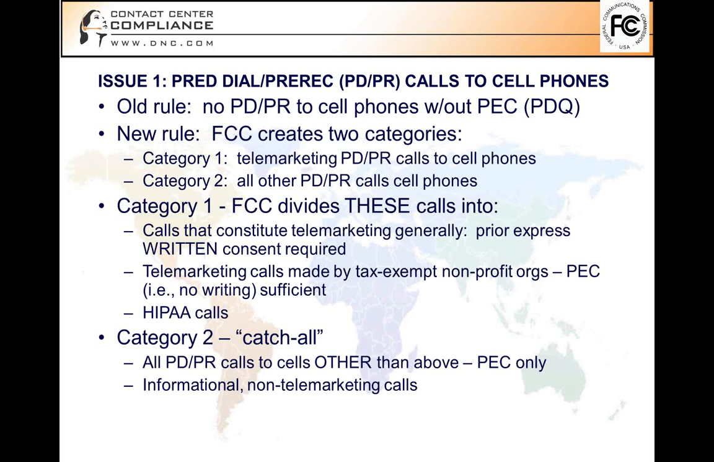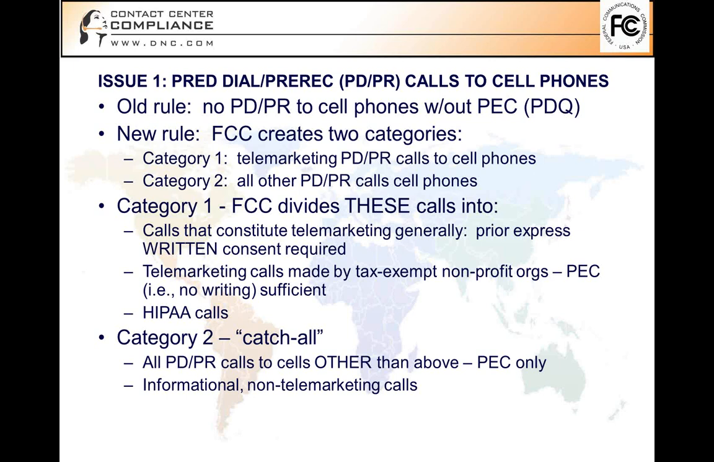Of course, we have the FTC that had weighed in with regard to pre-recorded calls. And so the FCC said, well, we have to update our rules. And so it's now created 2 categories. Category 1, telemarketing, predictive dial, pre-recorded calls to cell phones. And then Category 2, all other such calls to cell phones. And by the way, this is my language. The FCC does not refer to Category 1 or Category 2 calls. This is me parsing out the report and order and the new language.